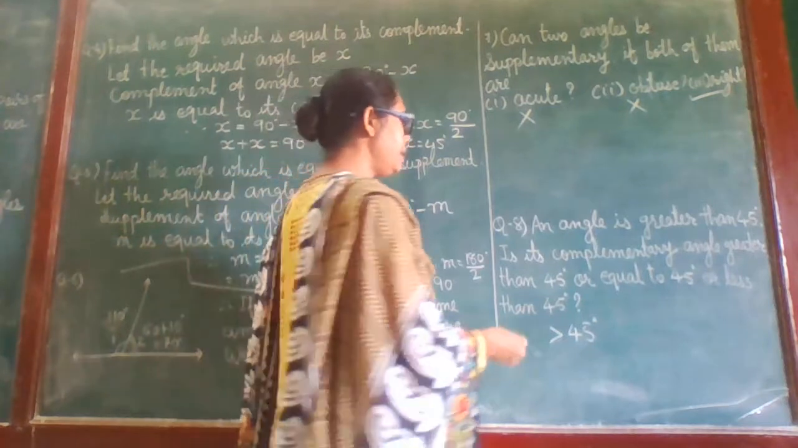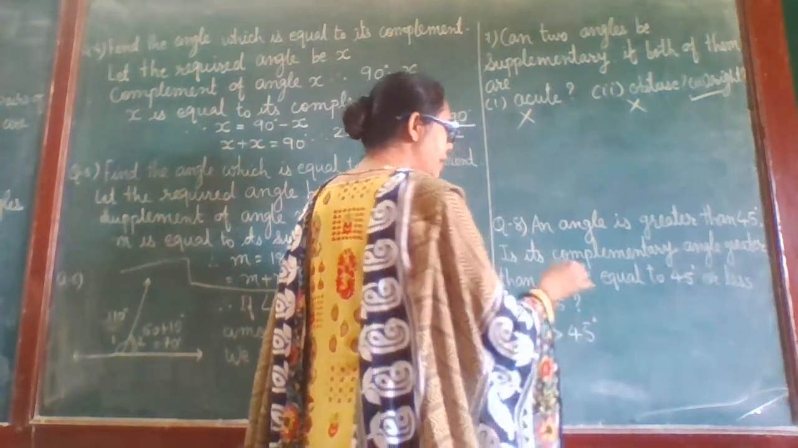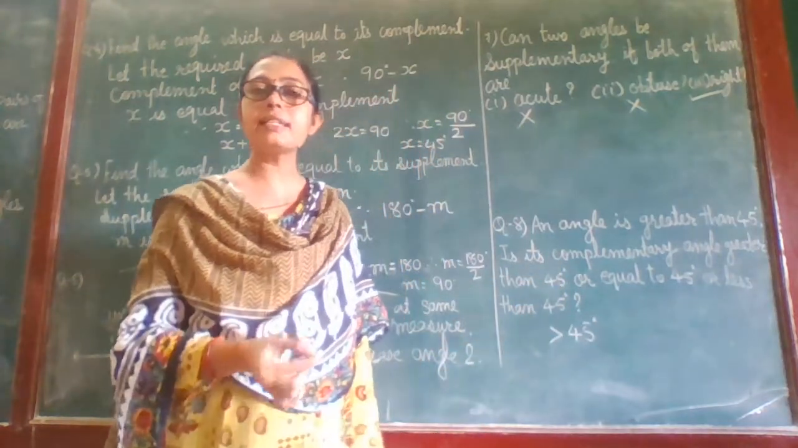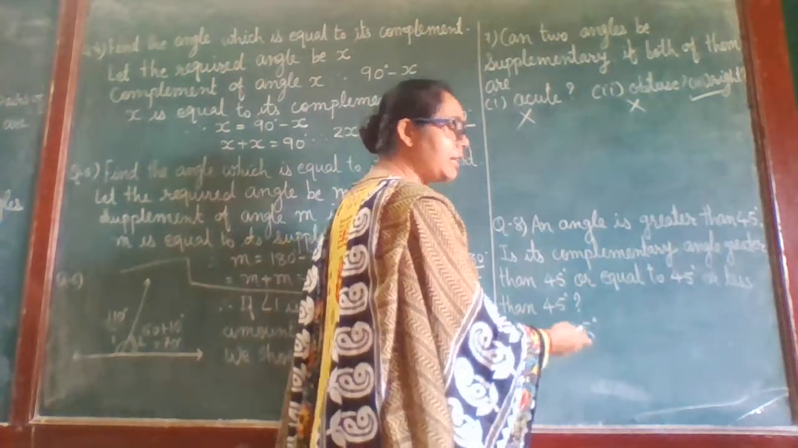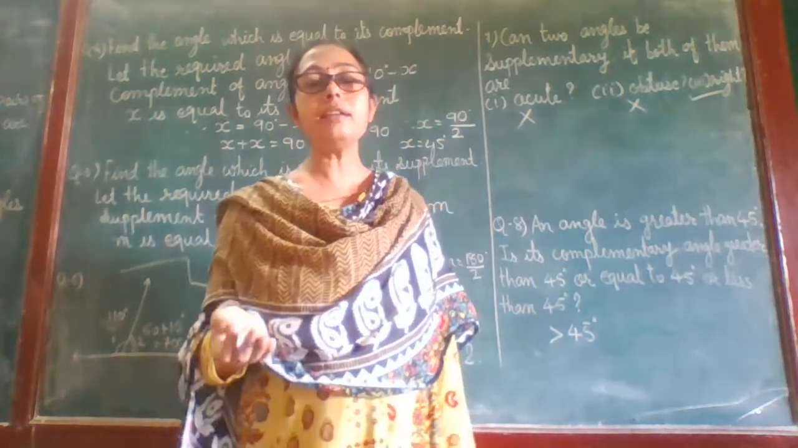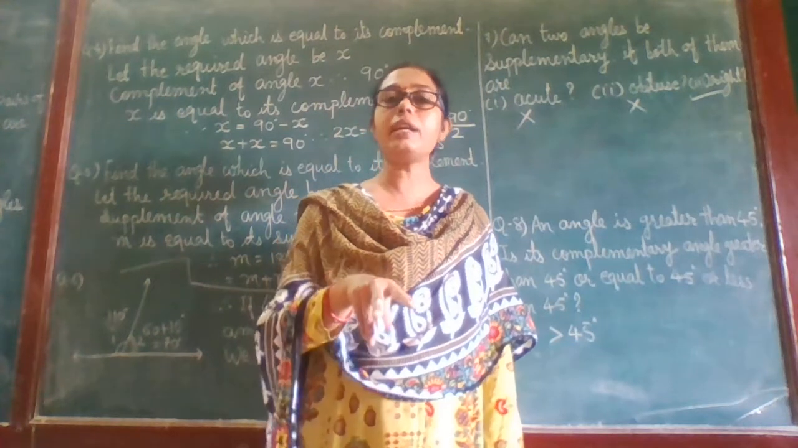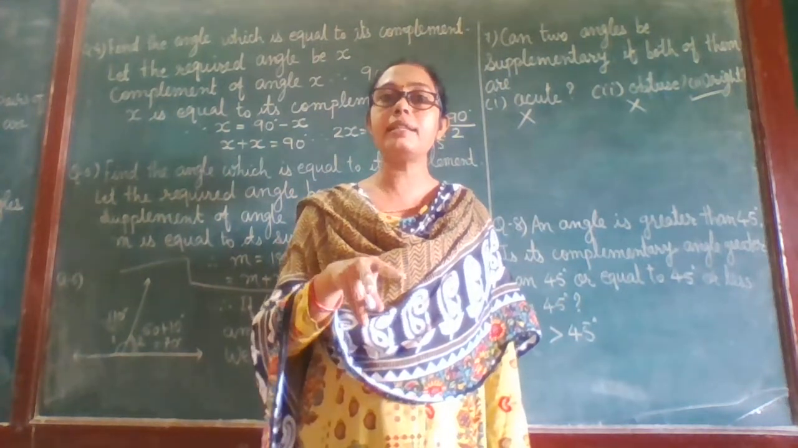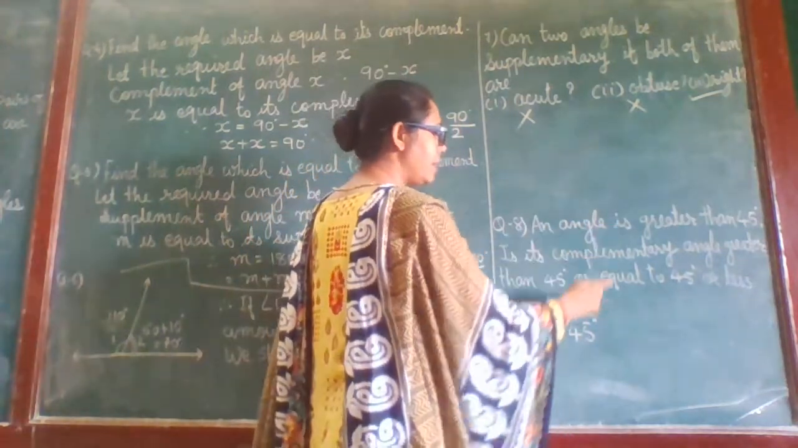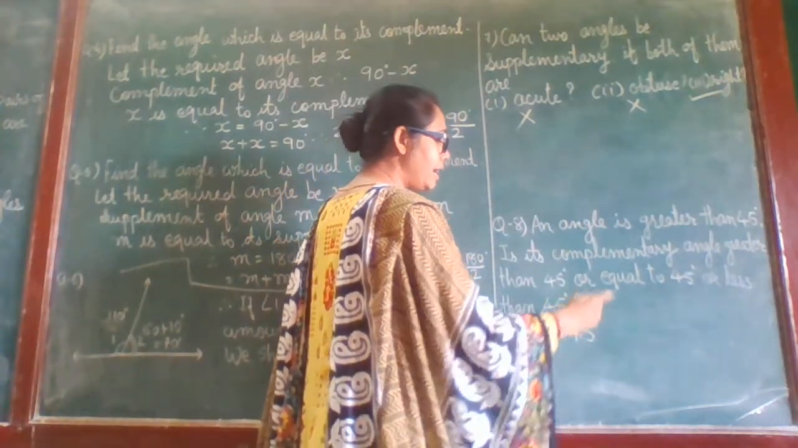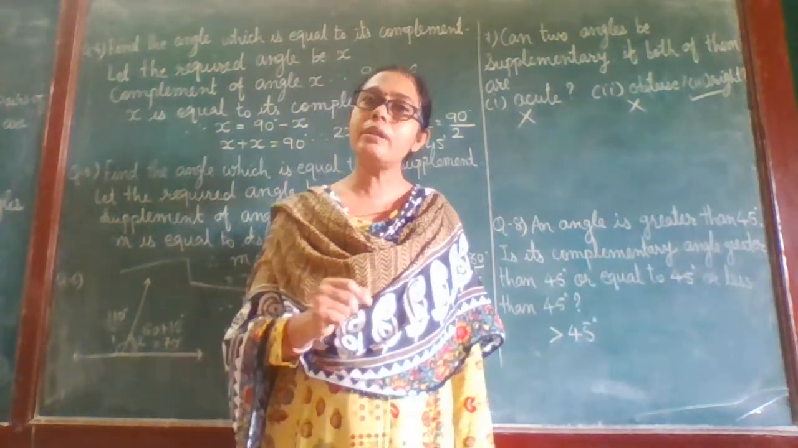Now suppose one angle is greater than 45 degree and the other angle is less than 45 degree, and we add them, we can get 90 degree. So we can say that if an angle is greater than 45 degree, its complement is less than 45 degree.